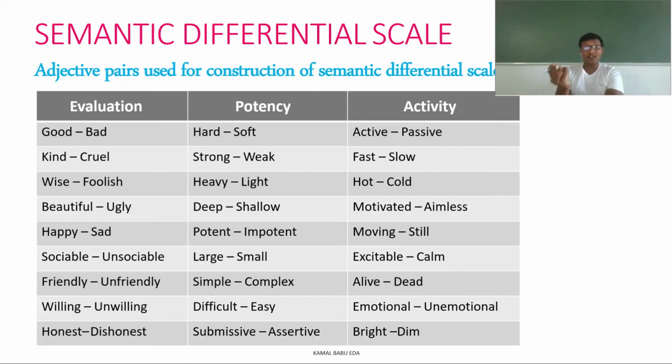Then you are checking the potency. Whether they are hard or soft in their behavior, strong or weak, heavy or light, deep or shallow, potent or impotent, large or small, simple or complex, difficult or easy, submissive or assertive. You will check the potency using the semantic differential scale. Coming to the activity, whether they are active or passive, fast or slow, hot or cold, motivated or aimless, moving or still, excitable or calm, alive or dead, emotional or unemotional. So directly you are doing evaluation, potency and activity.